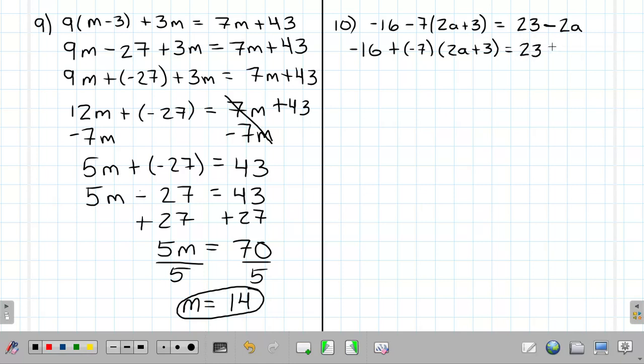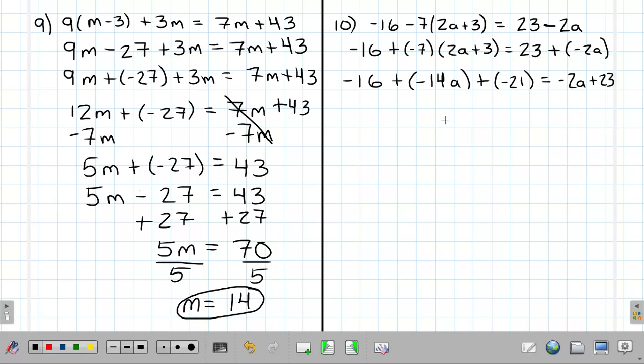Even this side over here, because we have subtraction on the right-hand side too. Now I can see, well, what am I going to do? I'm going to distribute negative 7. So I'm going to have negative 16 plus negative 7 times 2 is negative 14a plus negative 7 times 3 is negative 21. And then over on this side, I'm going to go ahead and flip it around. We have negative 2a plus 23.